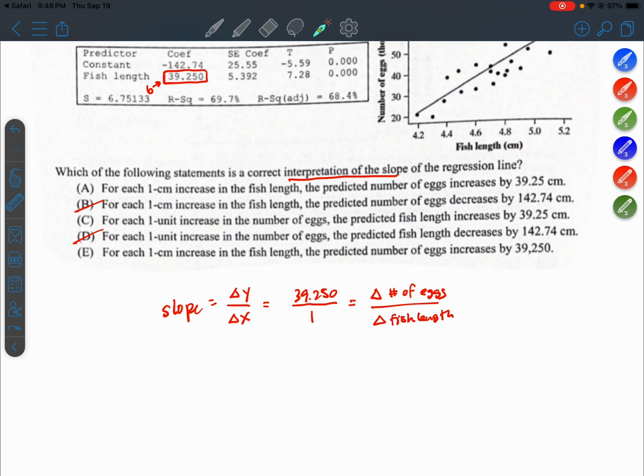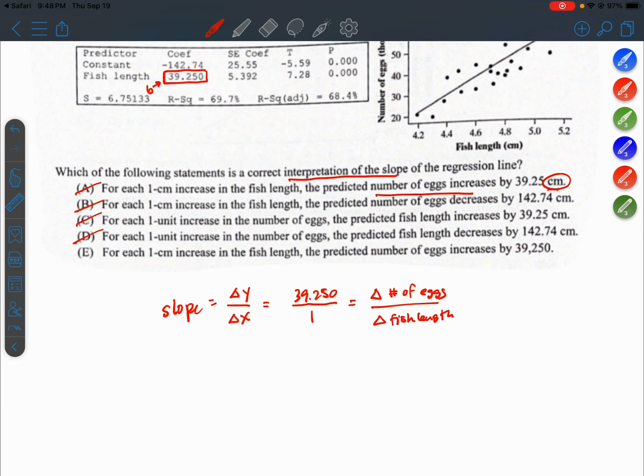So I'm looking at A. I was just reading it in my head. So it says the number of eggs increases by 39.25 centimeters, right? That's not the right units if we're talking about the number of eggs. So I don't even like A. And C's got it backwards. So C says a 1 unit increase in number of eggs, but this ratio would be a 1 unit increase in the fish length. So C is wrong.